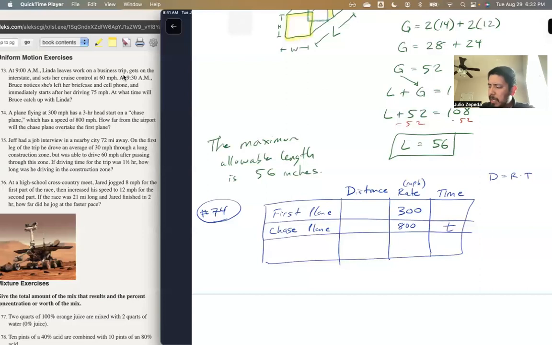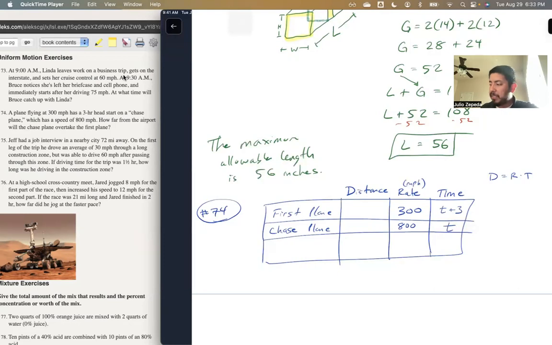We could say it's been traveling for t plus 3 hours, right? Since it has a 3-hour head start, it will have been traveling 3 more hours than the chase plane. Okay, and you can substitute values in for t to check this. If t is equal to 1, then t plus 3 is 1 plus 3, and that's 4. That makes sense because if the second plane is traveling for 1 hour, then the first plane has been traveling for 4 hours because it started 3 hours earlier.